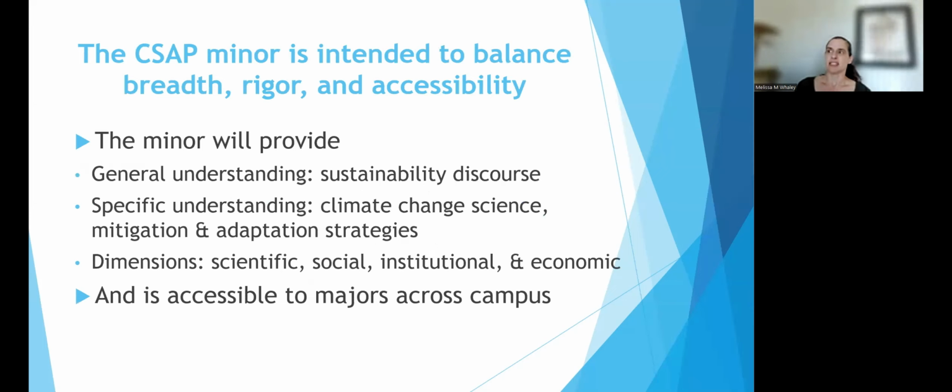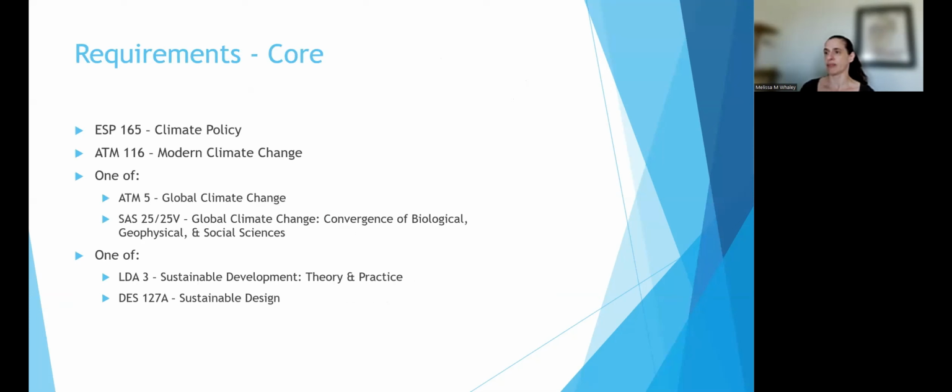The Climate Science and Policy minor is intended to balance breadth, rigor, and accessibility. The minor is going to provide a general understanding of sustainability and climate discourse, a specific understanding of climate change science, mitigation and adaptation strategies, and we'll go through the scientific, social, institutional, and economic dimensions. It is meant to be accessible to any major across campus. This is great for science majors, but could also be done by really any major on campus.